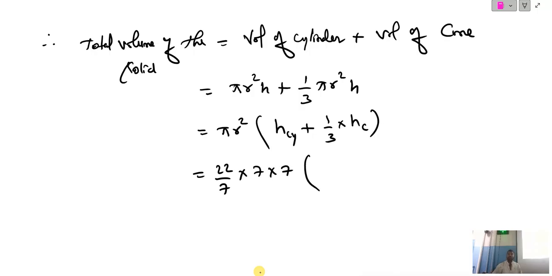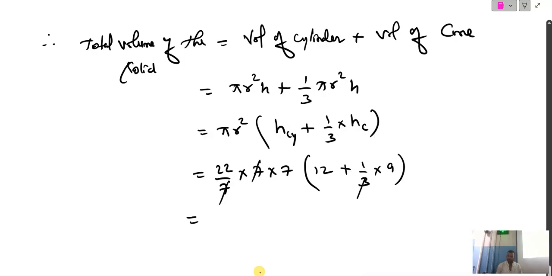Now we are calculating the total height. What is the total height? 12 centimeter. Understood? The cylinder height is 12 centimeter plus 1 by 3 into the height of the cone, which is 9 centimeter. Now 7 gets cancelled. 3 ones are 3, 3 threes are 9, gets cancelled. The left out is 22 into 7 into 12 plus 3, that is 15. 12 plus 3 is 15. 7 twos are 14, plus 1 is 15. 154 into 15.